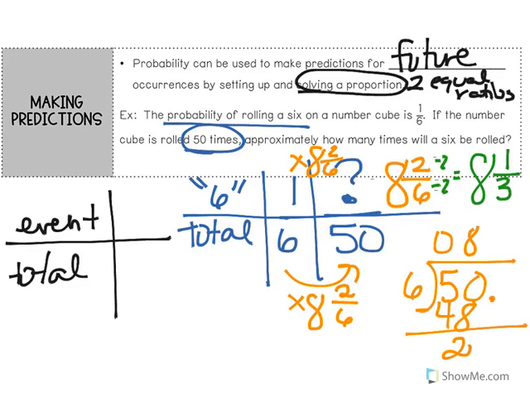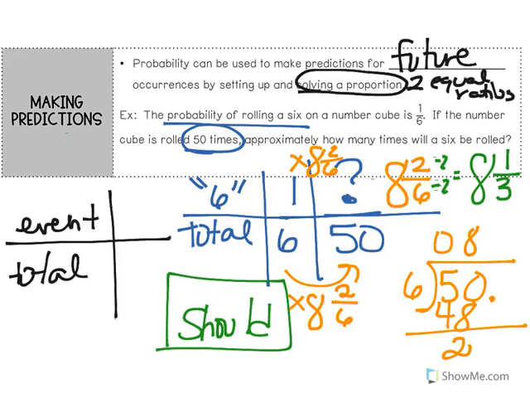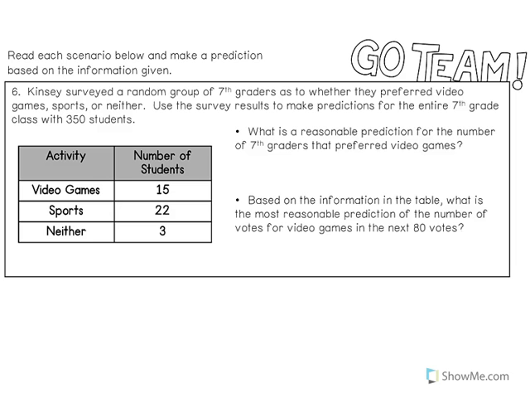So about every 50 times I roll the dice, a 6 will be rolled about 8 times. Because that's my prediction. Now, again, this is a prediction, which means this is what should happen, not that it actually does. So if it should happen, we are talking about theoretical in predictions. Theoretical is what should happen. Let's try some more.